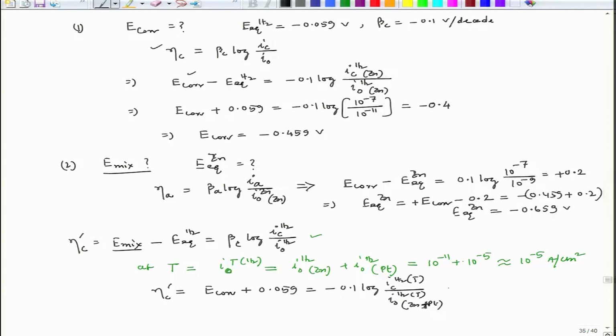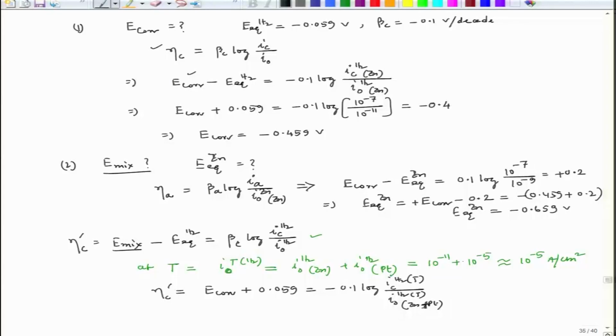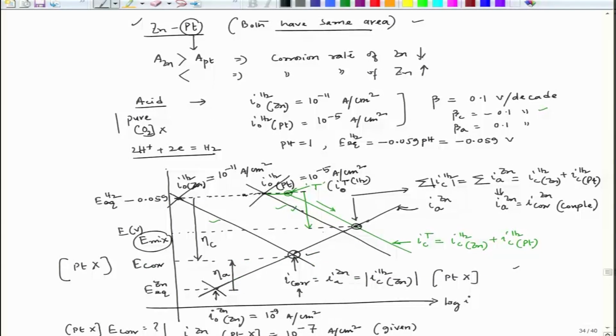Let us stop here. You try to solve this problem. Once you know this, then you have to consider another equation, which is nothing but this overvoltage, eta A prime, and try to solve these two equations we are generating and see whether you get E mix. However, we will continue this problem and solve it completely in our next lecture. Let us stop here. Thank you very much.